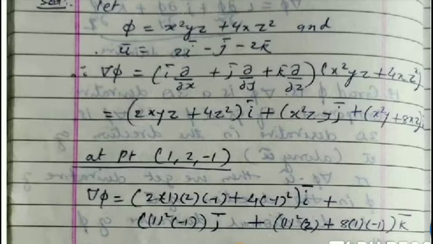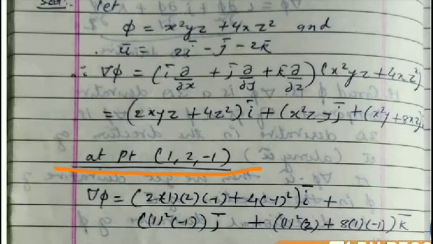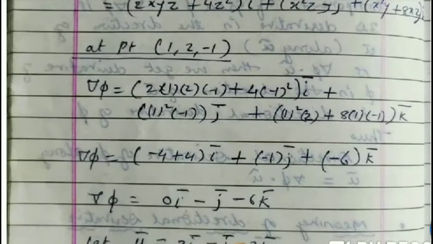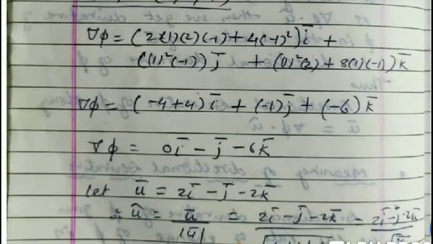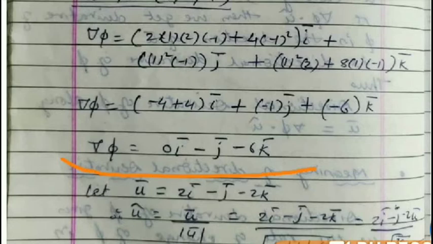Now calculate the value of del phi at point (1, 2, -1). Put the values x equals 1, y equals 2 and z equals minus 1, and simplify it. After simplifying, we get the value of del phi as 0i minus j minus 6k. This is the value of del phi.